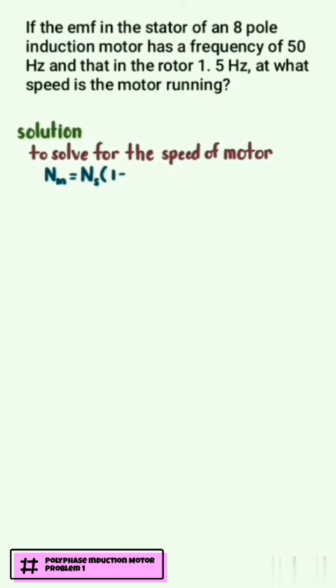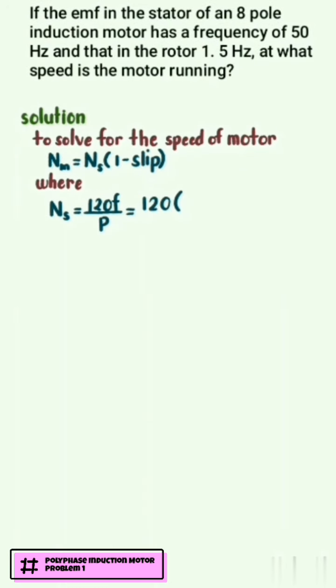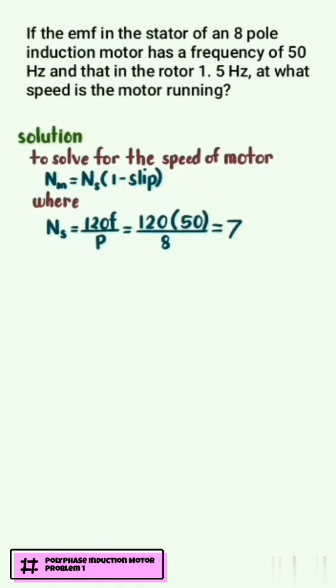equals Ns times 1 minus slip, where Ns is equal to 120 times f all over P. That is 120 times the frequency of 50 Hz all over the 8 poles, which is equal to 750 RPM.